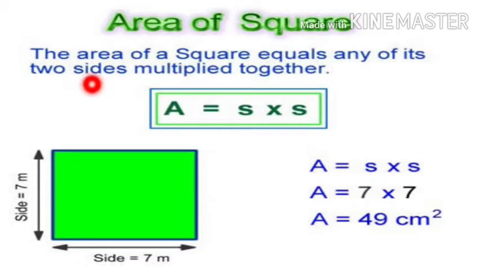Area of a square. The area of a square equals any of its 2 sides multiplied together. A equal to side into side, because for a square, all the 4 sides are equal. Here the given side is equal to 7 meter. To find the area of the square, we have to multiply the side 2 times, that is side into side. Here the given side is equal to 7 meter. We have to multiply 7 into 7 to find the area of a square. 7 sevens are 49 centimeter square or square centimeter. To find area, we have to use square units.